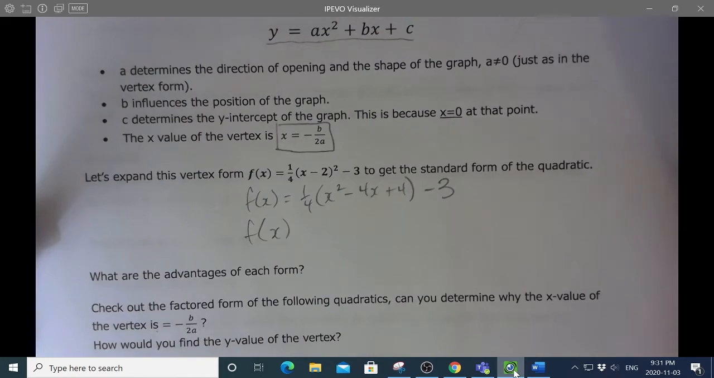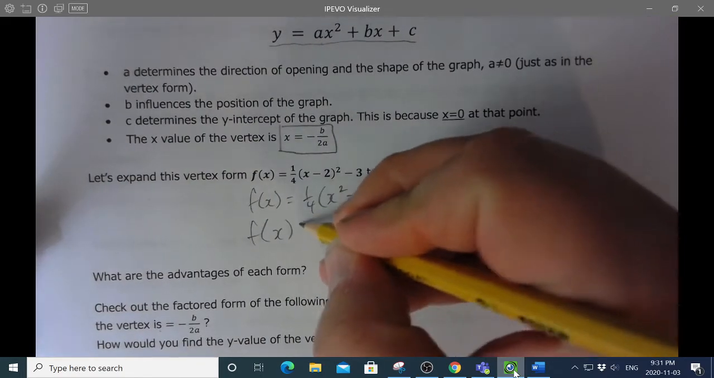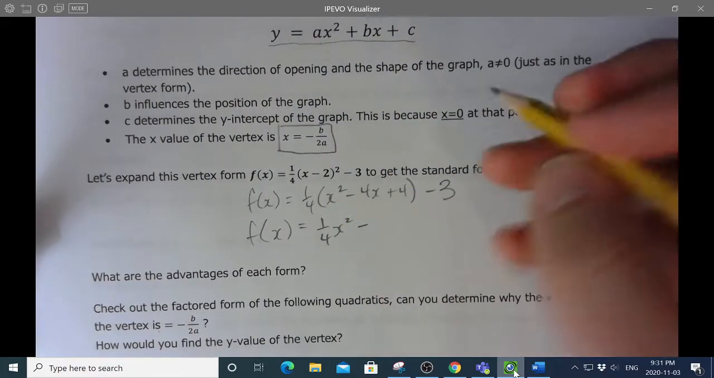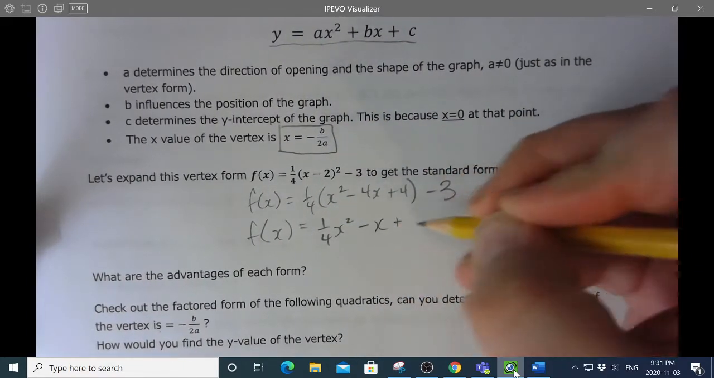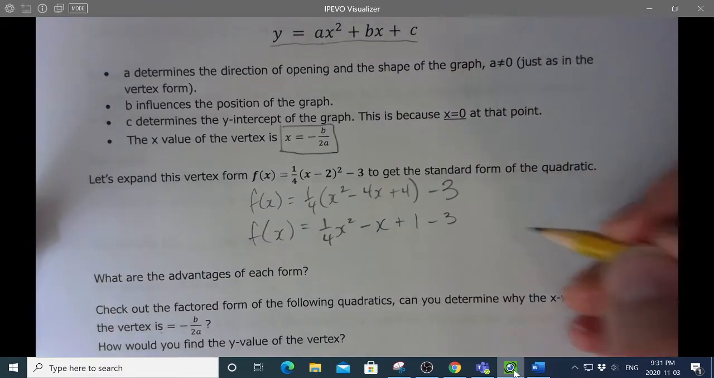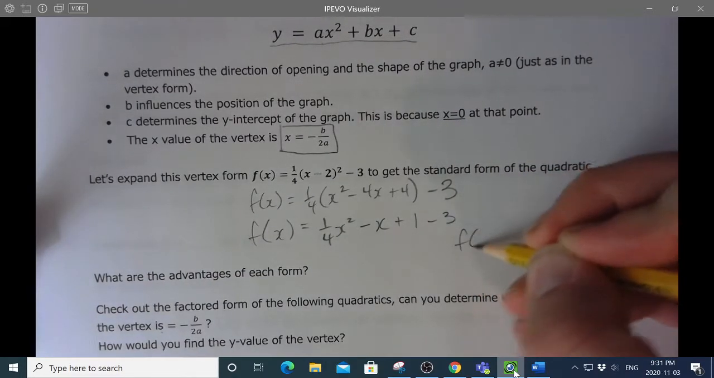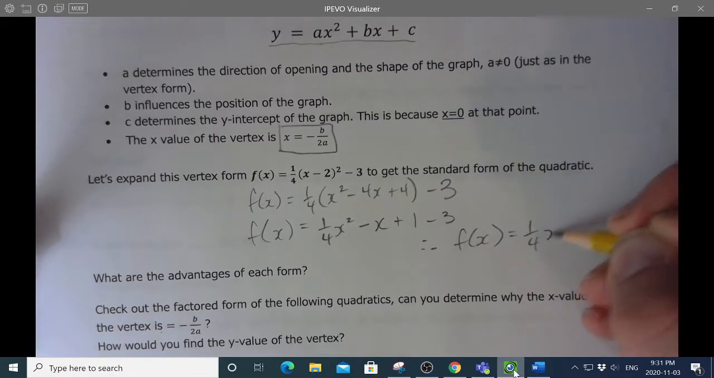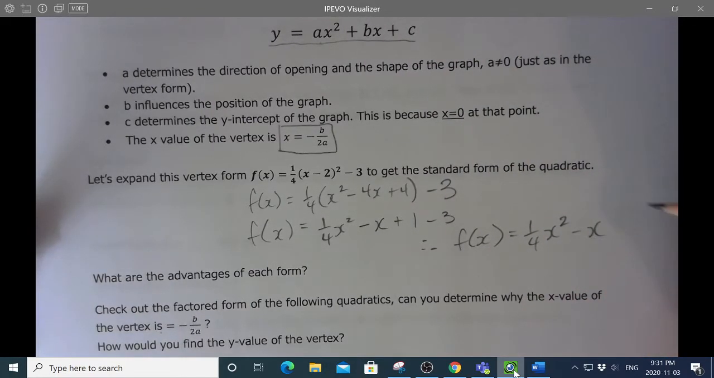Anyway, moving along here. 1/4 of x squared minus, I'm just distributing that. That'd be x plus 1 minus 3. And finally, that's going to lead me to f of x. Final answer is equal to 1/4 x squared minus x minus 2.